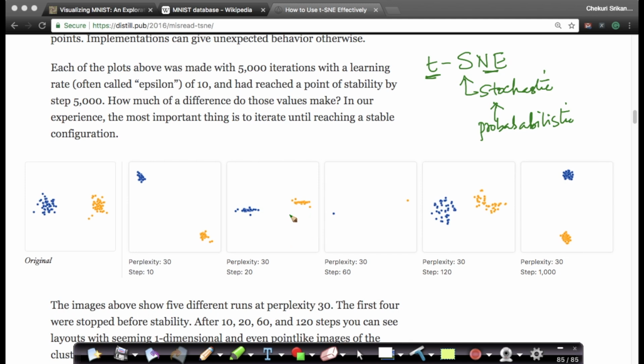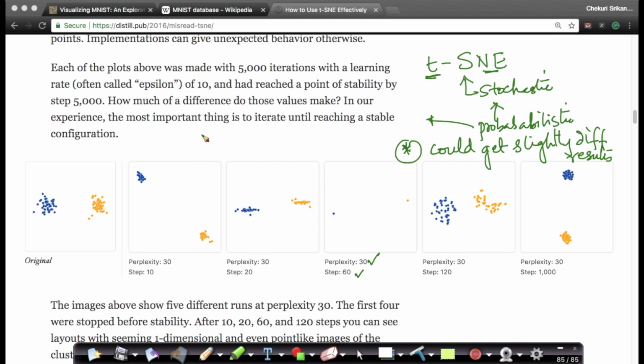multiple times on the same data set with the same perplexity value, let's say the same step or same number of iterations, you could get slightly different results. That's because t-SNE is not a deterministic algorithm. What's a deterministic algorithm? If I give an algorithm some data, and every time I run it I get the same value, that's called a deterministic algorithm. Every time I run, if I get a slightly different value, that's called a probabilistic or stochastic algorithm.